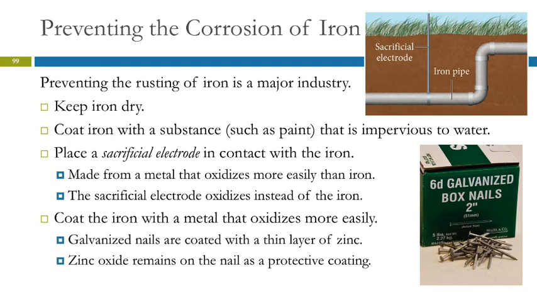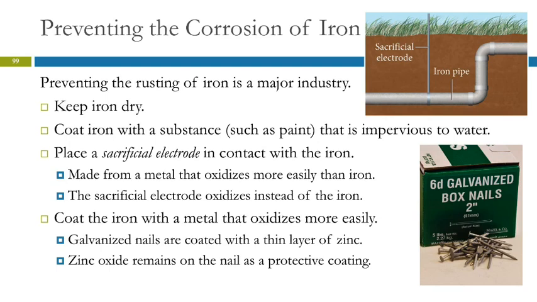Preventing corrosion is a big industry. One thing you can do is keep the iron dry. So it could be coated with something, such as paint. That's what they do with cars. You paint the car to keep it from rusting. But then when you get chips in the paint, it'll rust there.